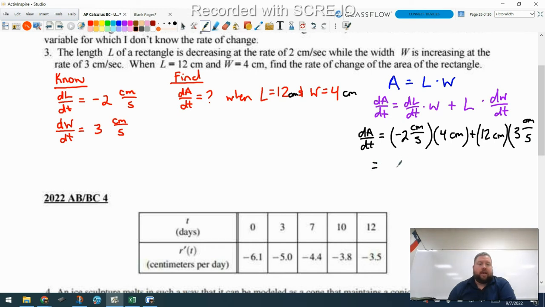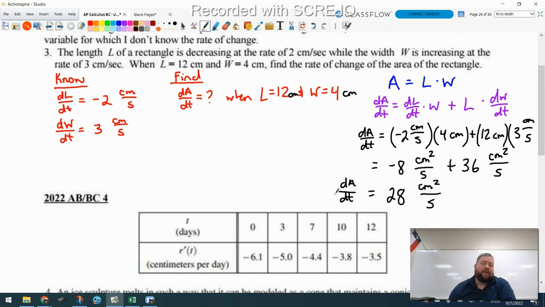So this is equal to negative 8 centimeters squared per second, and this is equal to 36 centimeters squared per second. And so our answer, dA over dt, is equal to 36 minus 8, which is 28 centimeters squared per second.